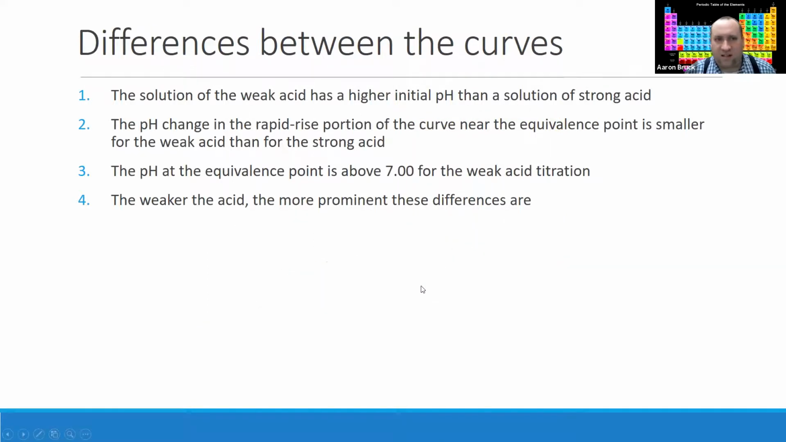So again, the key differences: the starting pH for the weak acid is higher than the starting pH for the strong acid. The second region, the buffer region for the weak acid, is not seen in the strong acid. Strong acid stays relatively flat until we get to the equivalence point. The weak acid curves upward as we go through that buffering region. The equivalence point itself in the strong acid is large. In the weak acid, it is smaller.